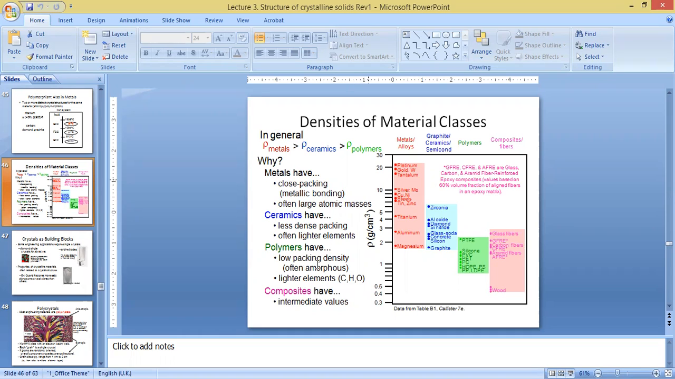So polymers have low packing density. They're often amorphous, and they're lighter elements. Composites have intermediate values. So the composites are where they are here. They have intermediate values generally.